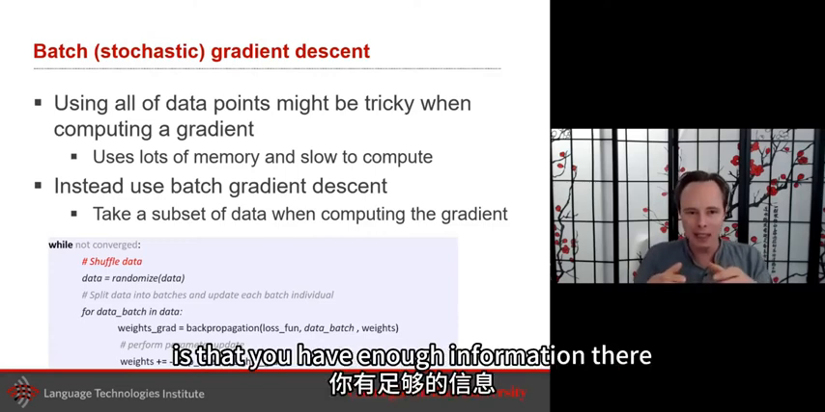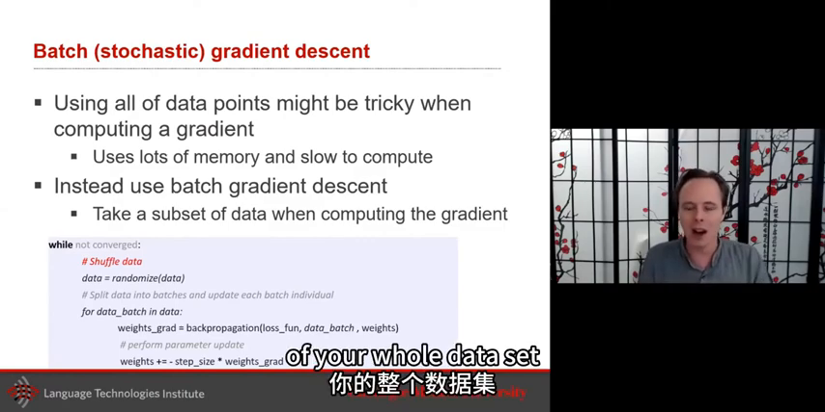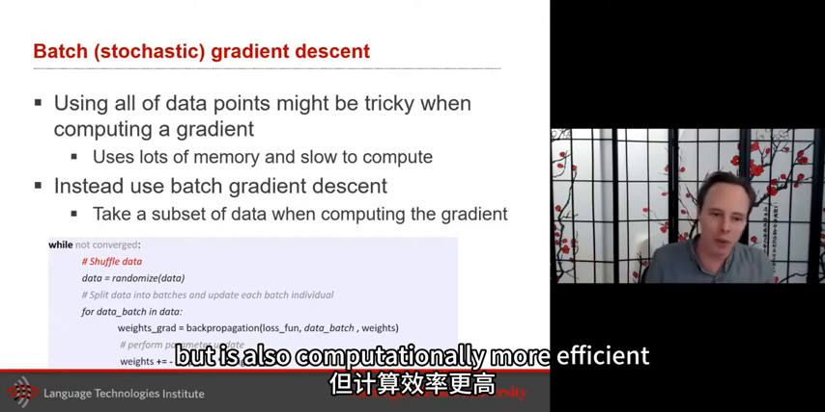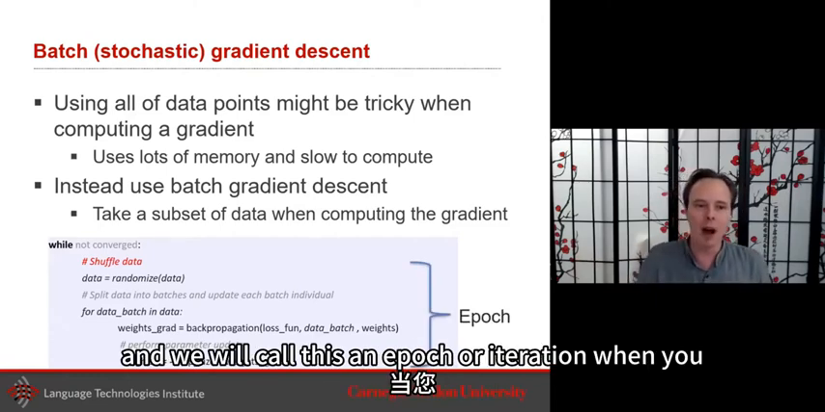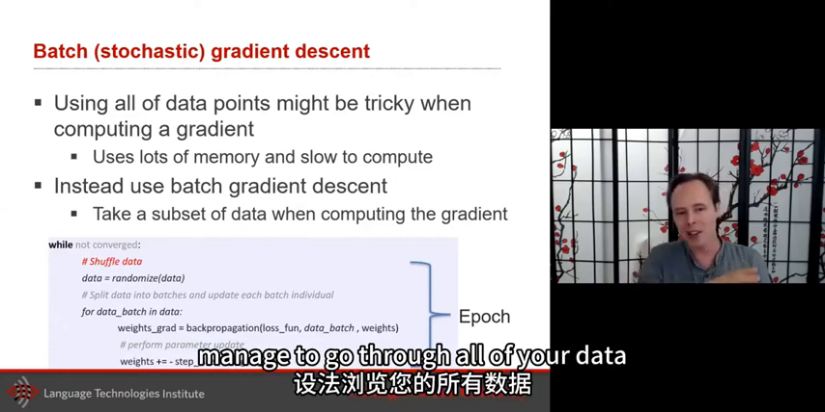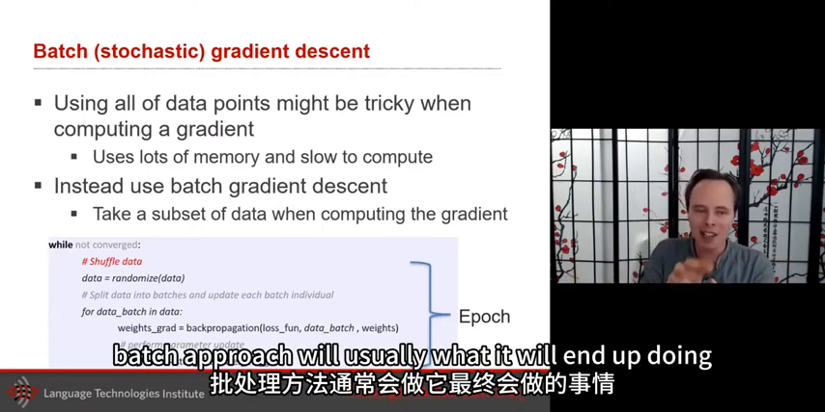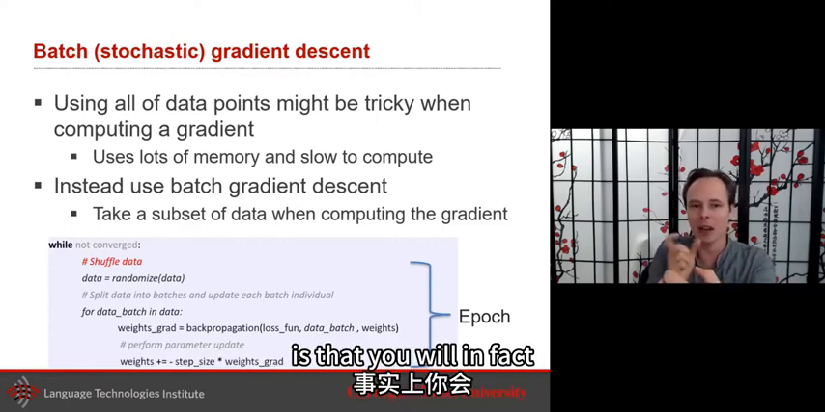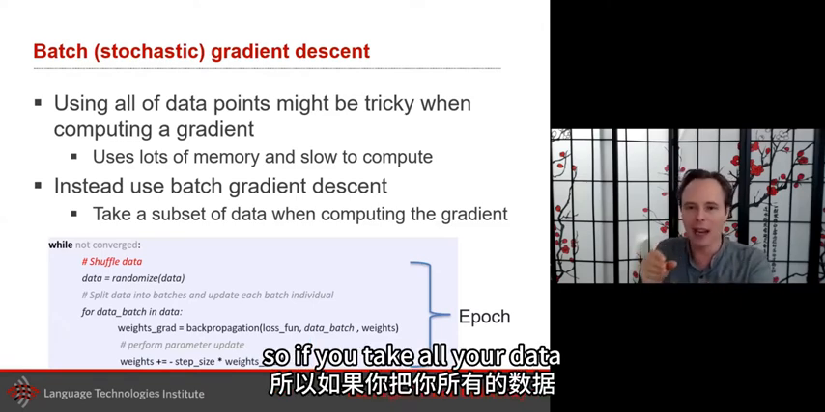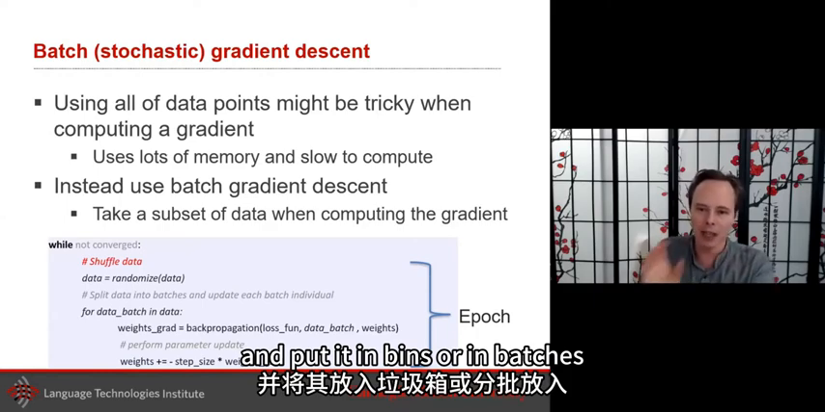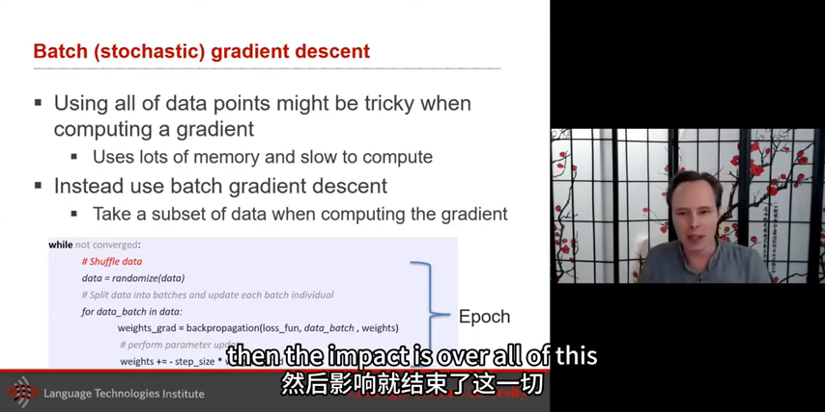As you can expect, there's somewhere in the middle, and so batch processing will be that, and the hope there is that you have enough information that's representative of your whole data set, but is also computationally more efficient. We will call it an epoch or an iteration when you manage to go through all of your data. So a batch approach will usually go through all of your batches. If you take all your data and slice it and put it in bins or batches, then an epoch is over all of this.